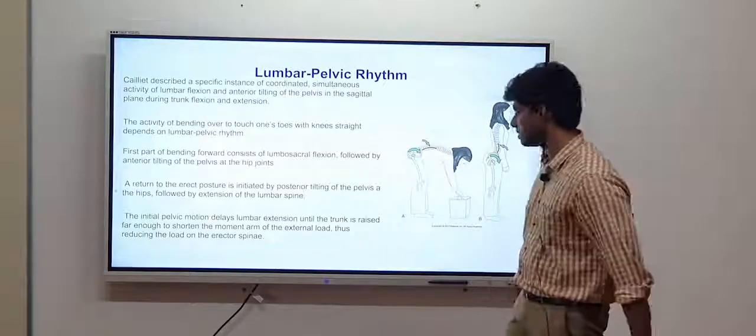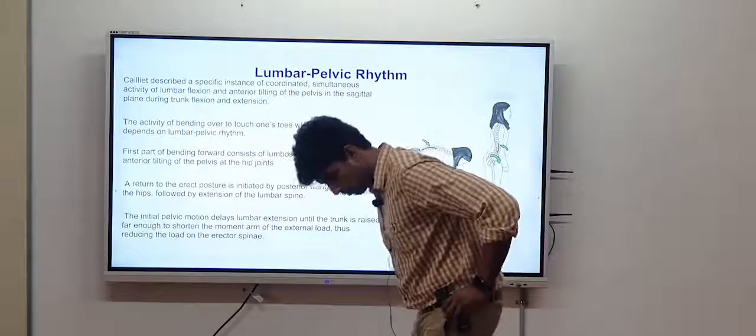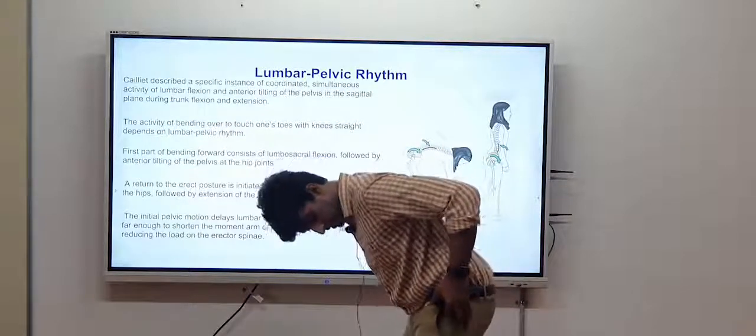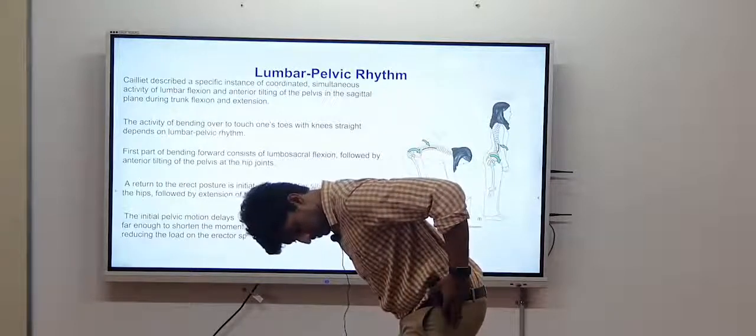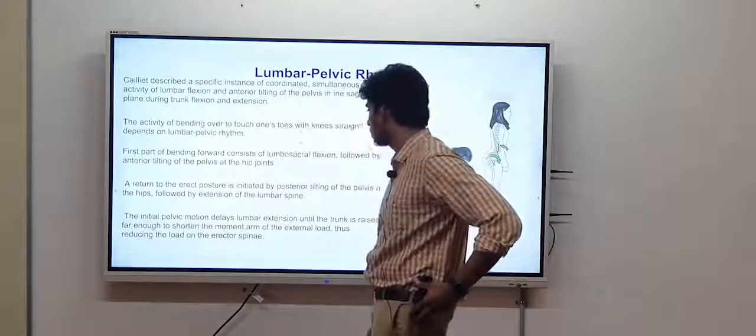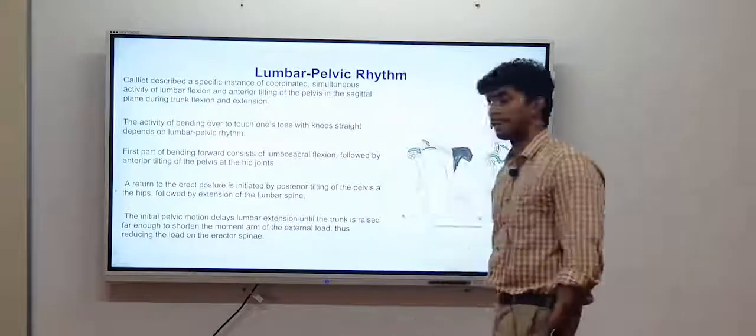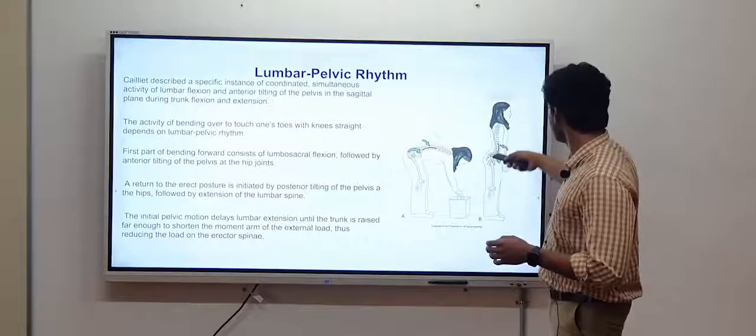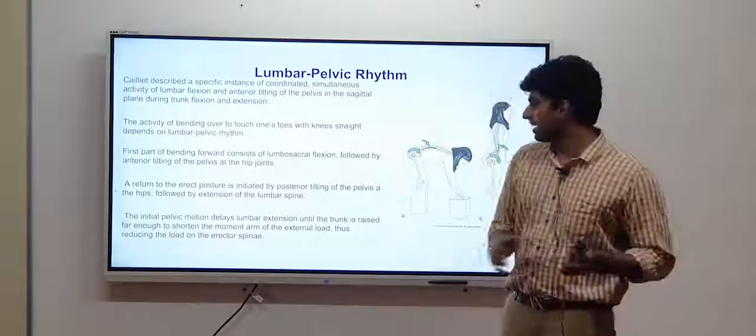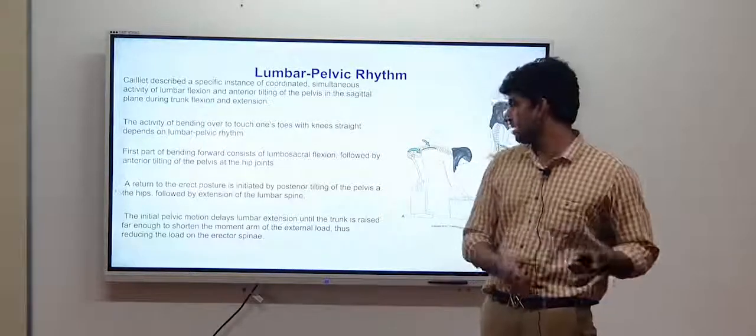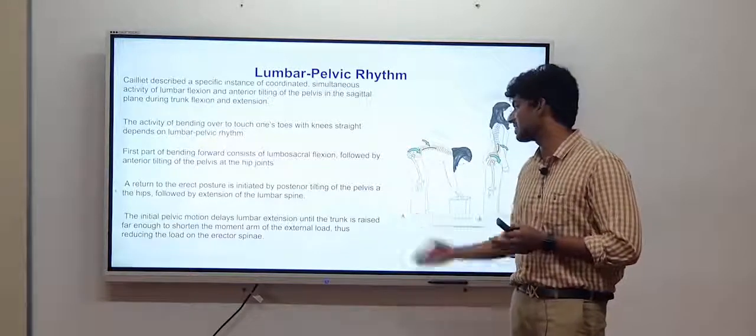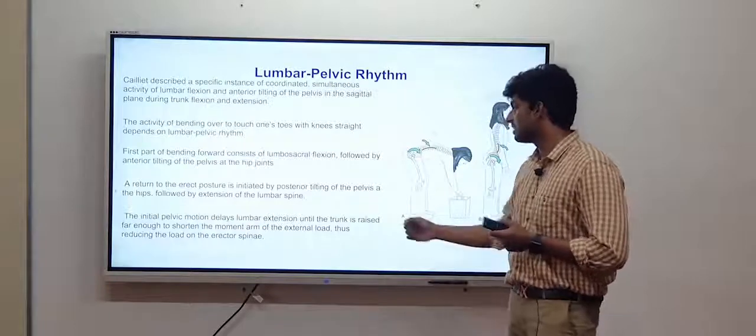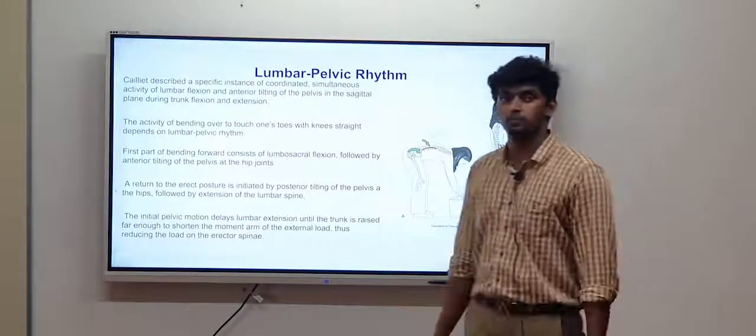Same way for vice versa. See, if I am bent forward, the anterior tilting will occur. After that, when you are coming for the extension, the hip has to go for posterior pelvic tilting. Posterior pelvic tilt has to occur, and the curve will be lordotic. So the initial pelvic motion delays the lumbar extension until the trunk is raised far enough to shorten the moment of the external load, thus reducing the load on the erector spinae.